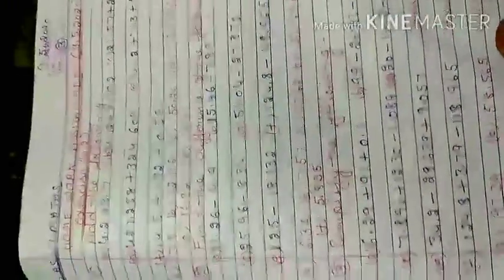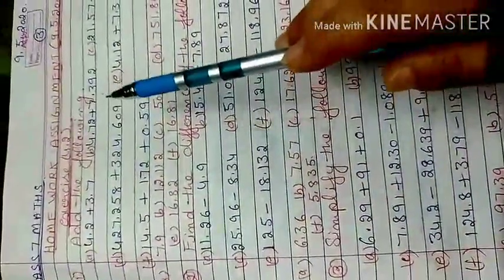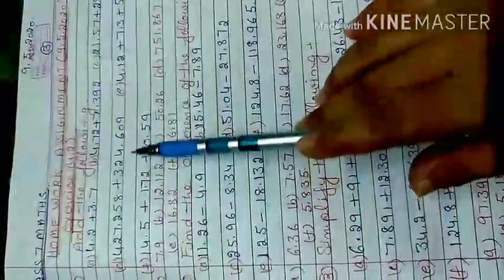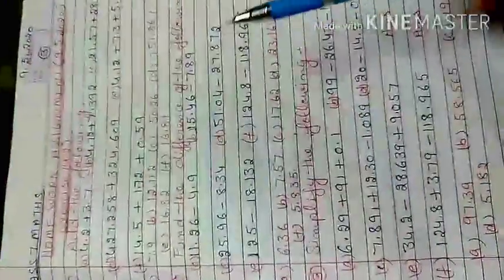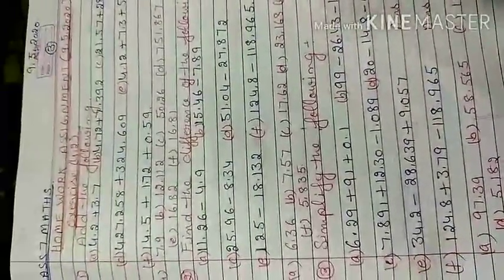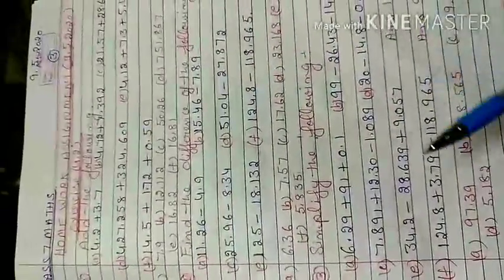Now in exercise 4.2, your first question is to add the numbers: 4.2 plus 3.7, 4.72 plus 7.392, 21.57, 28.69. Then there are other numbers. First thing you remember, when you are going to add the numbers, just keep the position the same, before the decimal and after the decimal.